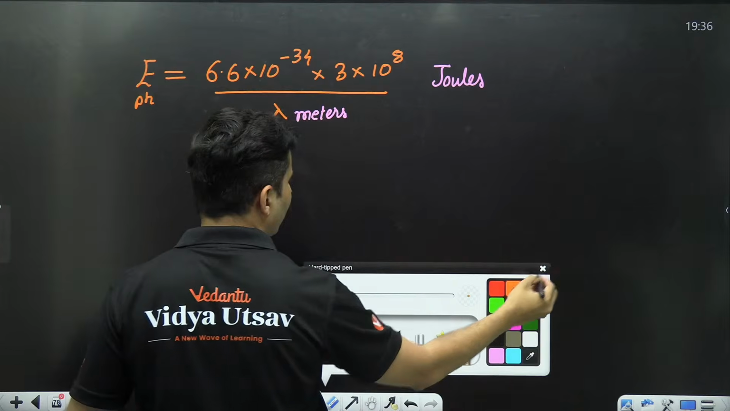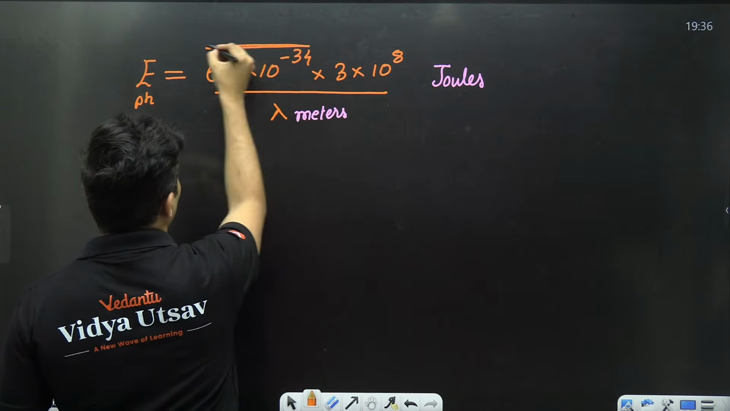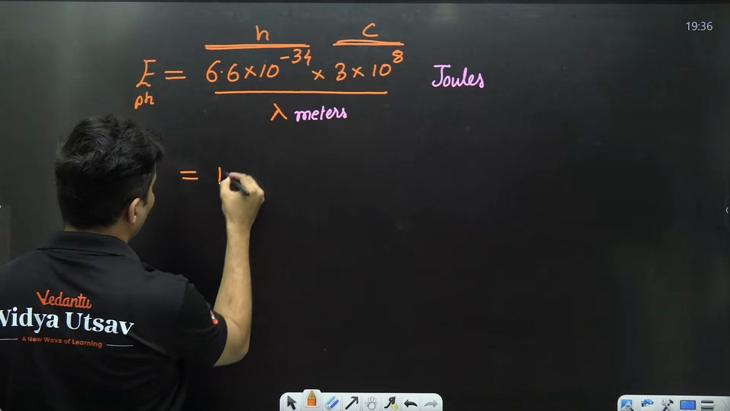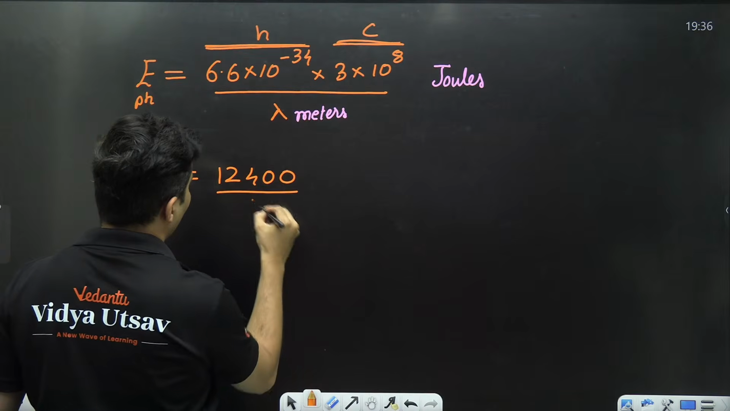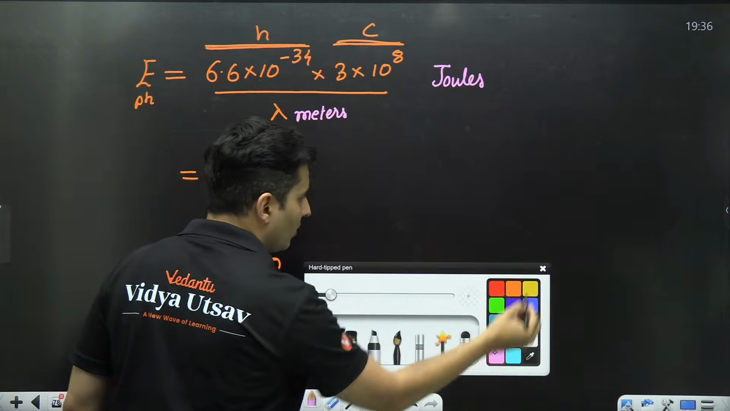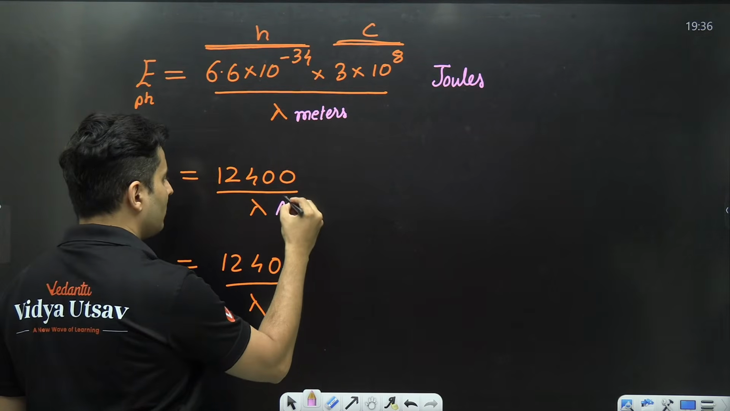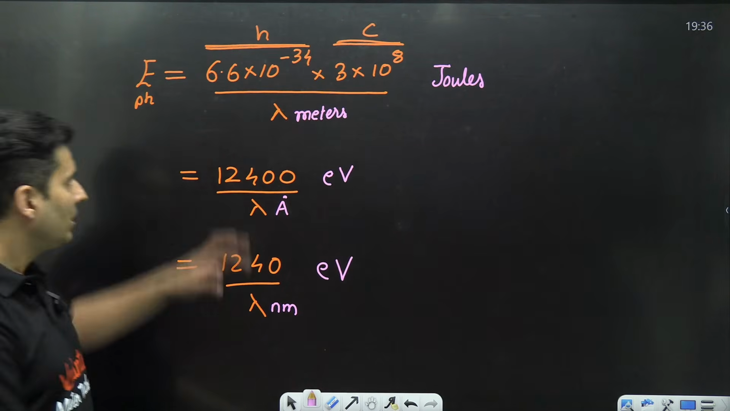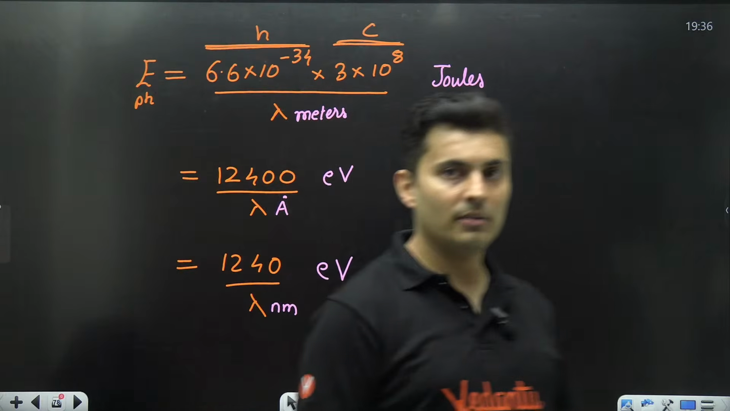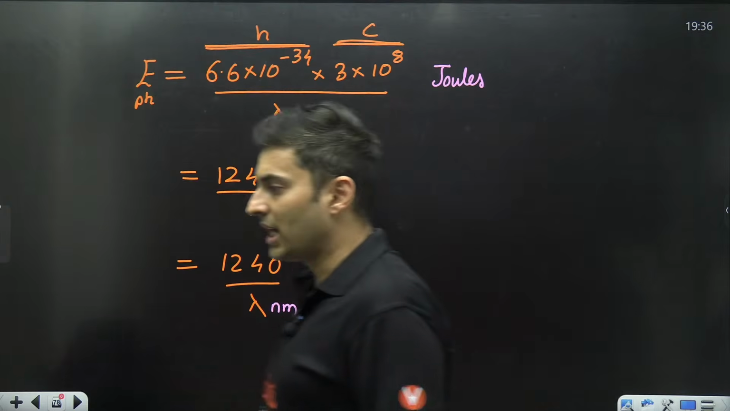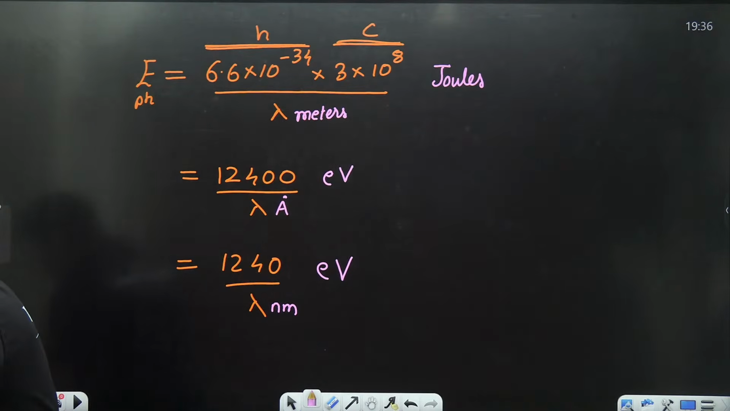This is the hc by lambda formula, right? This much part is h, this much part is c. But if you use 12400 by lambda, or if you use 1240 by lambda, then what is the logic? This should be in Angstrom. In this case, this should be in nanometers. The final answer you will always get in electron volt. So that is the logic for this. If you know how to use this formula versus this, you are sorted for calculating energies. Clear?